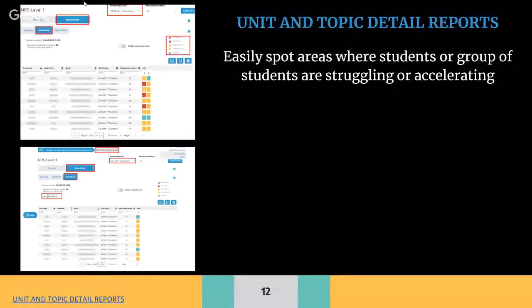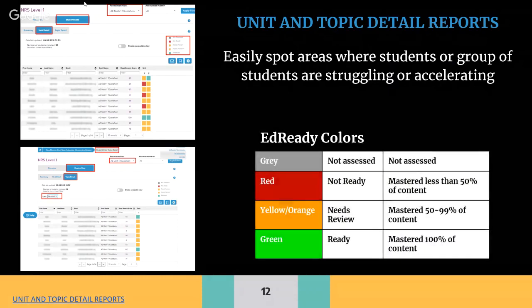Okay, so we're on unit and topic detail reports. These are also color-coded, as you notice, and it's a really good way to easily spot areas where students or groups of students are struggling really badly. What do these colors mean? Well, I have a little graphic here to show you.